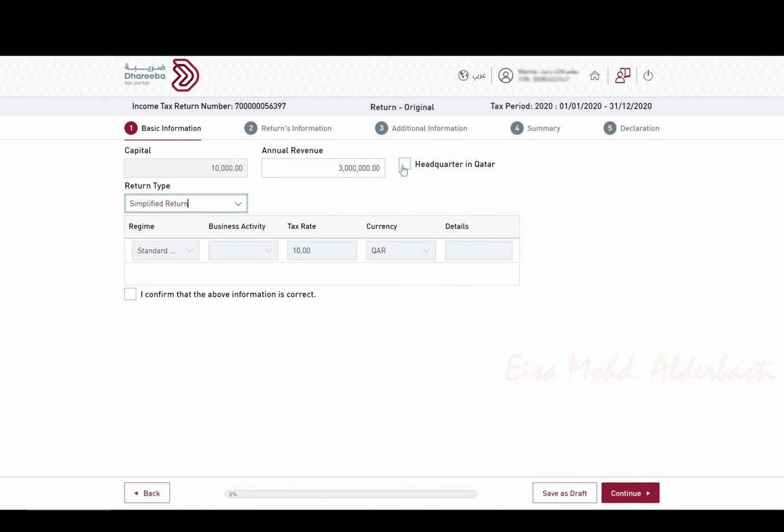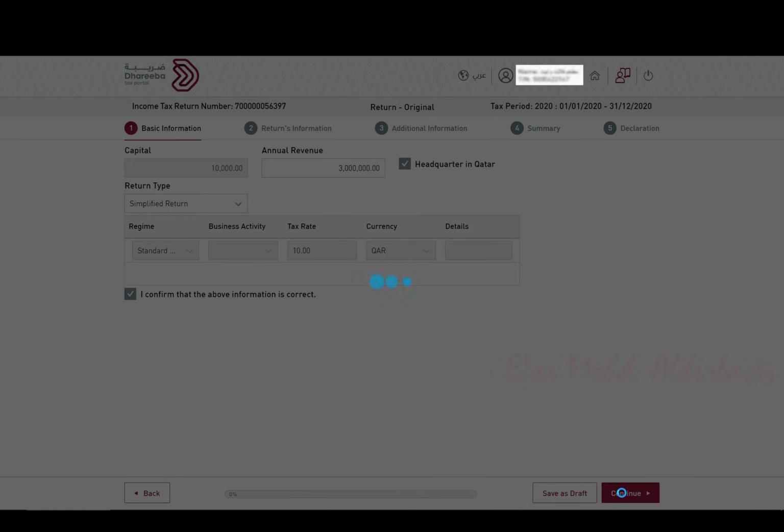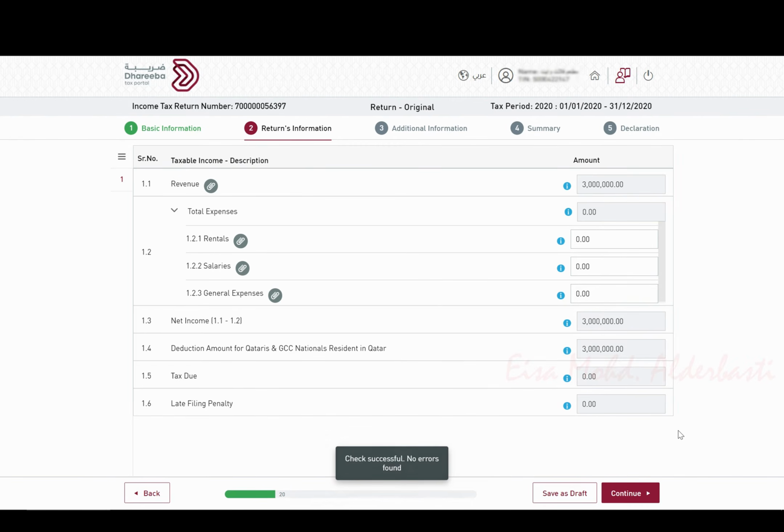Now moving on, we have confirmed that information is correct and we move on. We arrive at the main screen. This is the main screen of the simplified filing. The revenue of 3 million has already come from the previous slide. So now we need to put in three major expenditures: rentals, salaries and general expenses.